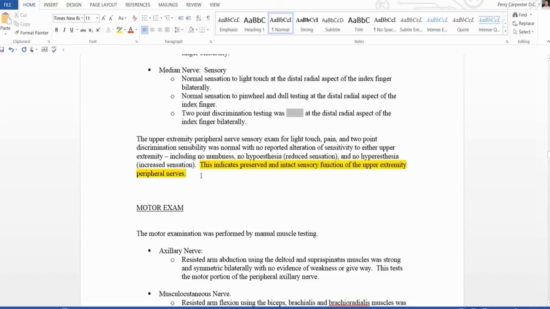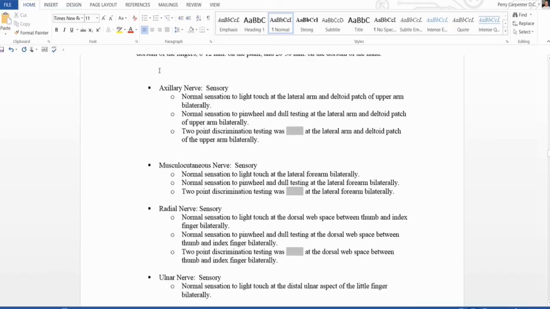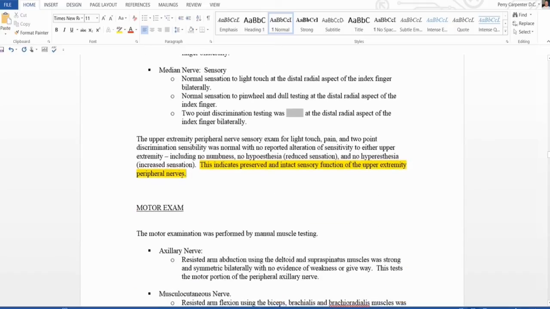Now, this is a conclusion that all parties can use. Defense attorneys can use this. Applicant attorneys can use this. The claims administrator can understand this. Other doctors who read this report can understand what you mean and what you're trying to convey by your descriptions of these physical examination findings.